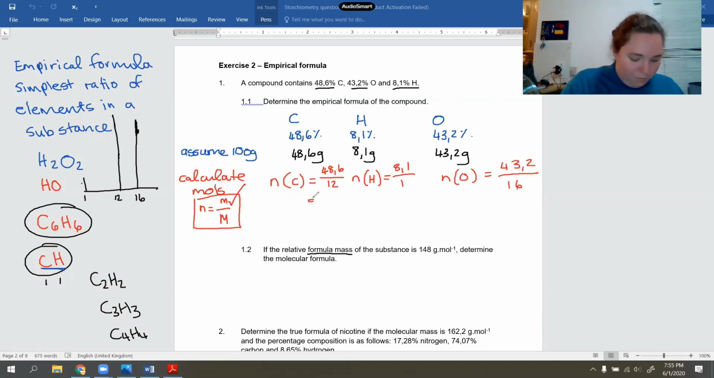So 48.6 divided by 12 gives me an answer of 4.05 moles. 8.1 divided by 1 gives me 8.1, and 43.2 divided by 16 gives me, did I do that right?